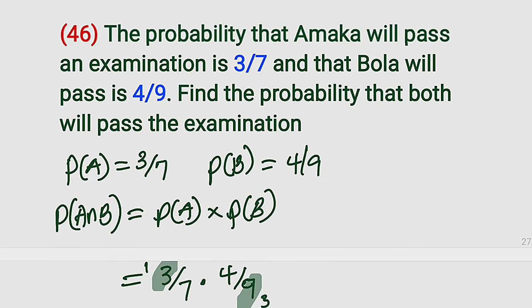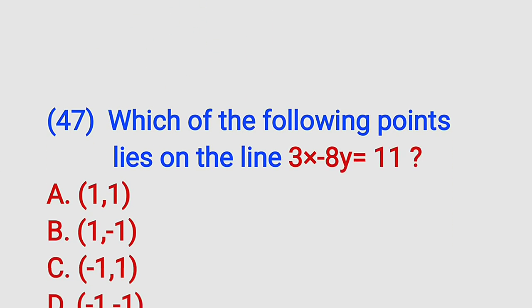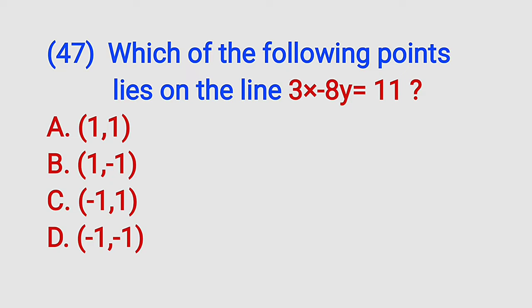Let us move on to question number 47. Question number 47 reads, which of the following points lies on the line 3x minus 8y equal to 11? And we're given some points here. Remember that all these are coordinates, right? The first one is for x and the second one is for y. So if you want to find exactly the point that will satisfy this, you can take a point and substitute it into the left hand side, simplify and see whether you're going to get 11. If you get 11, then that is the right point.